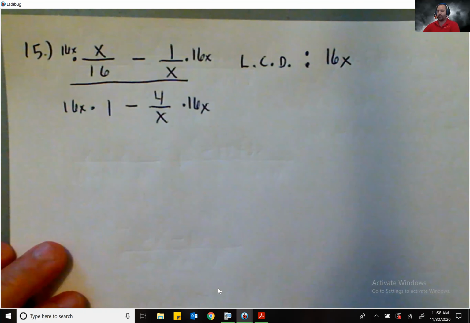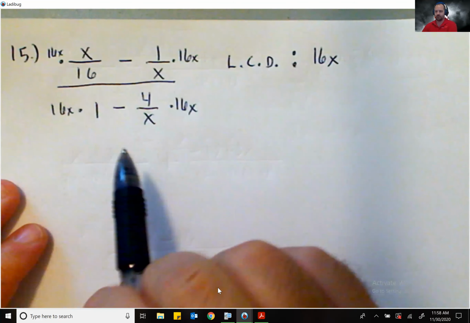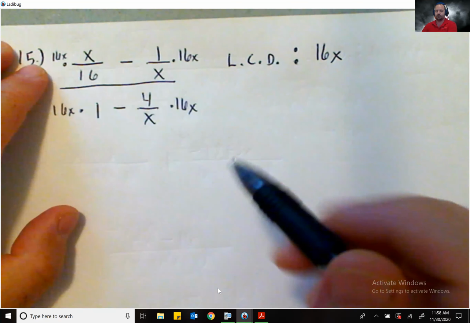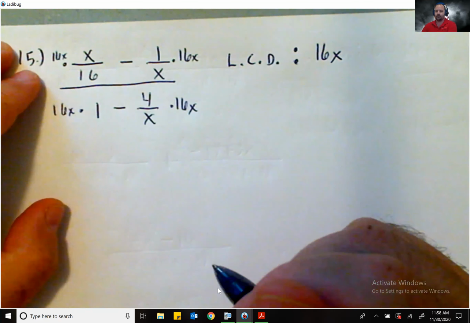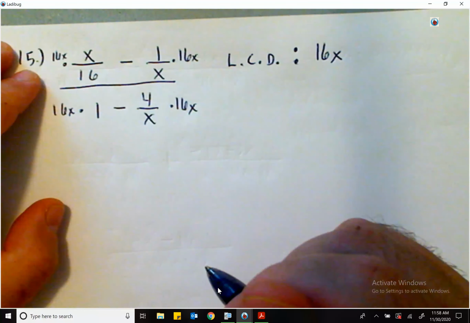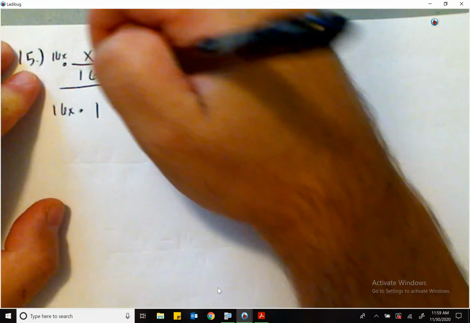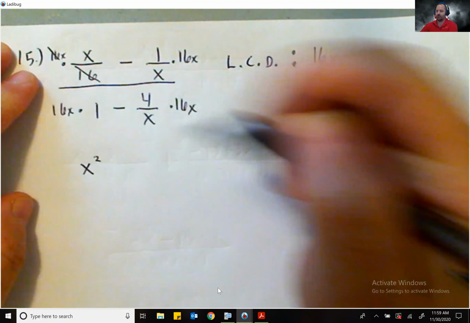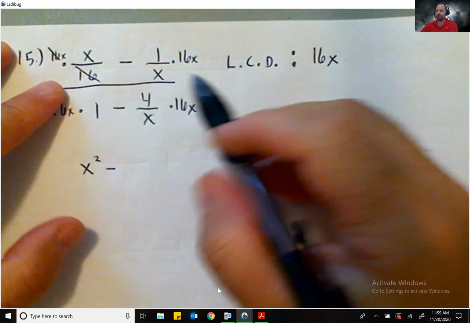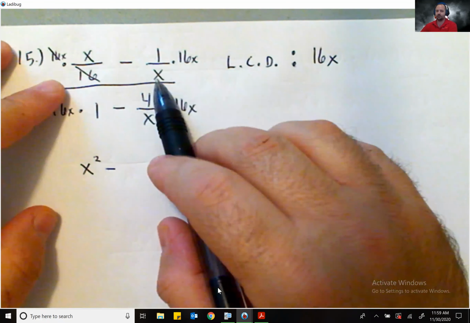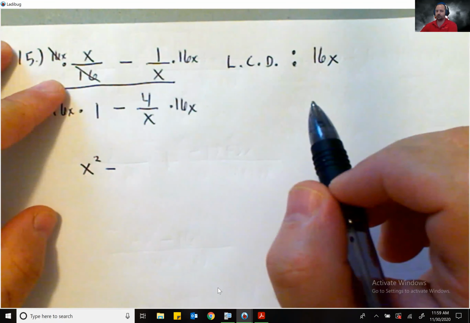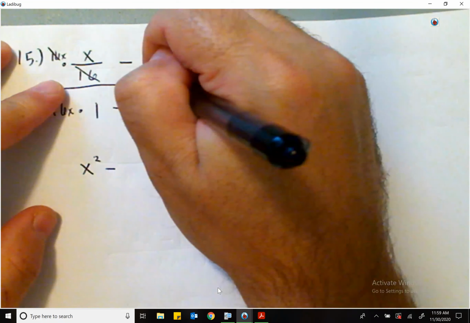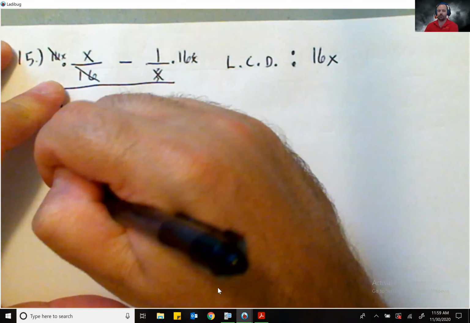All right. So remember, we're doing this to clear out the denominators. What's going to happen between the 16x and the 16? The 16 cancels out and it becomes x squared, because x times x is x squared. We still got the minus. What's going to happen between the 16x and the x? The x cancels out and it becomes 16. So there's our new numerator.